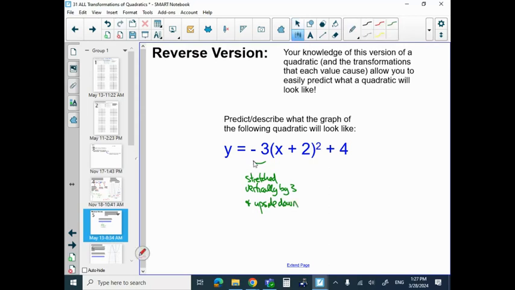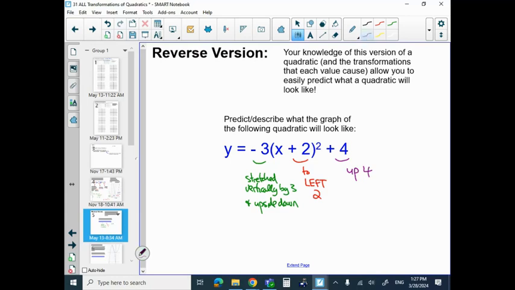And this part here, we're going to say, okay, that is to the left. I'm going to emphasize left here. To the left 2, because it's positive. And let's go with purple for the final color here. It's up 4. We should be able to visualize that thing.